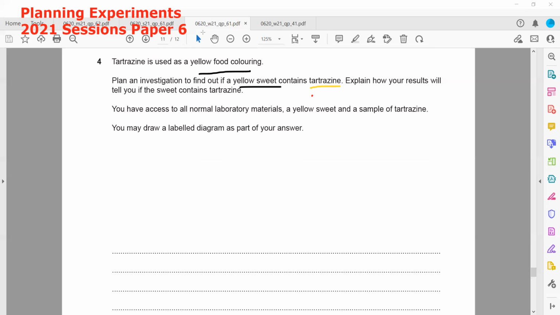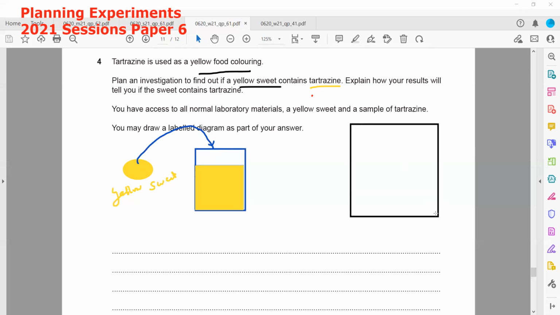So for example, we have a yellow sweet first. Then we will dissolve this yellow sweet to extract the color. As they did not mention whether it is soluble or insoluble in water, you can use water as a solvent. So we'll take a container, fill it with water and add the yellow sweet to this container, and the yellow sweet will dissolve in water. Then we will use chromatography.